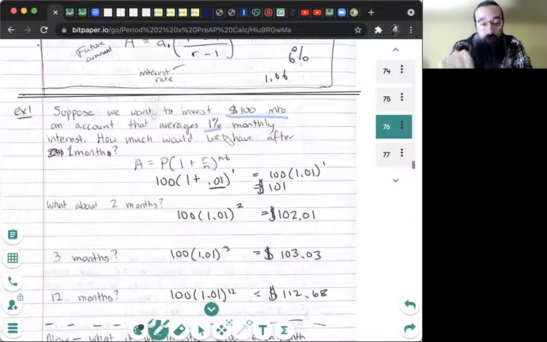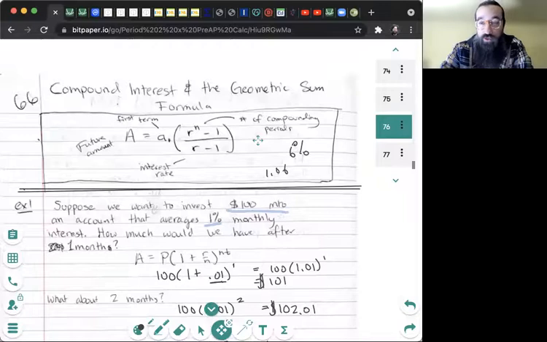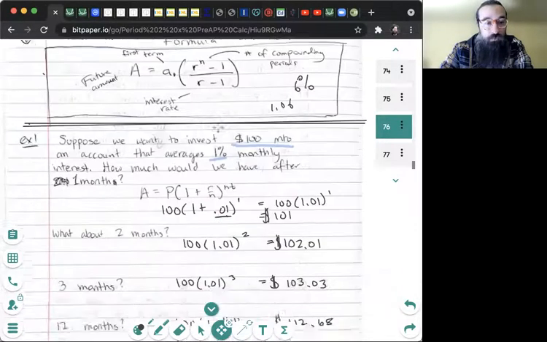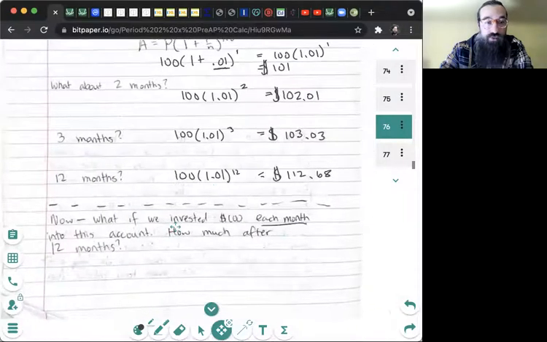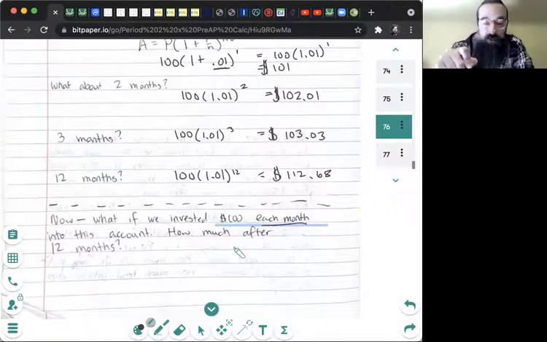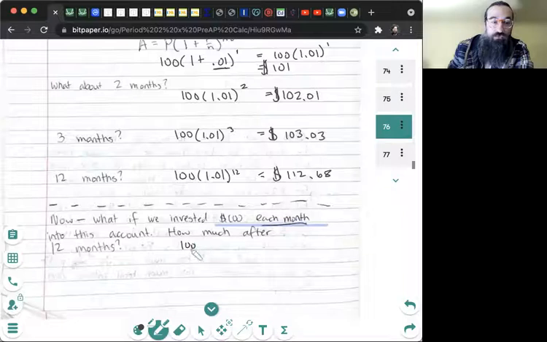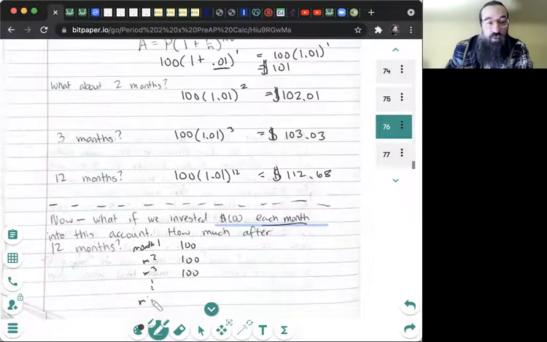And so the next part of the problem is going to take this information and combine it with our formula here. That's what's about to happen. So here we go. It says, what if we invested $100 each month into this account? How much would we have after 12 months then? So that's $100 each month. Let's just visualize this. That's $100 first month, so month 1, month 2, month 3, $100 the next month, $100 that month, all the way until the 12th month. We would also be investing $100.